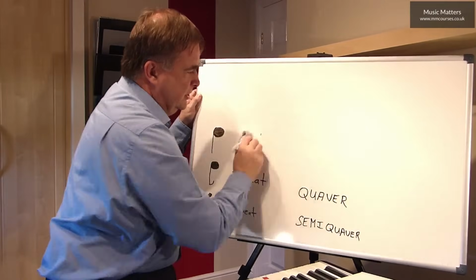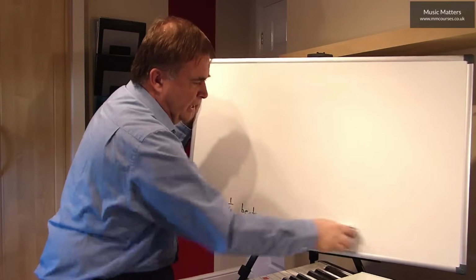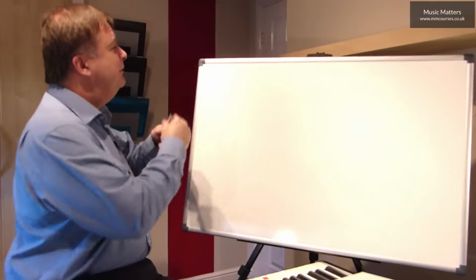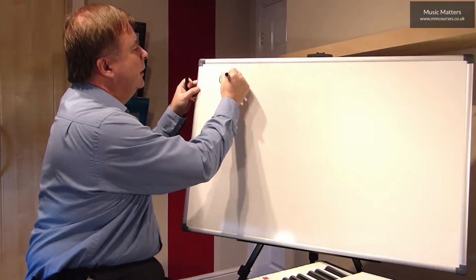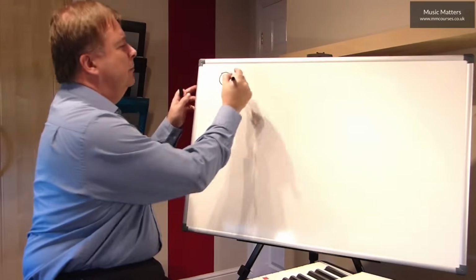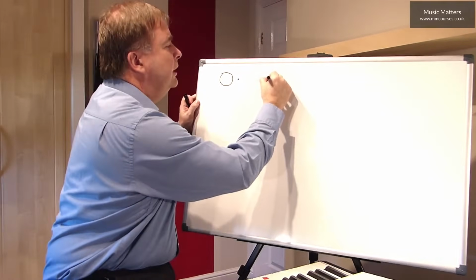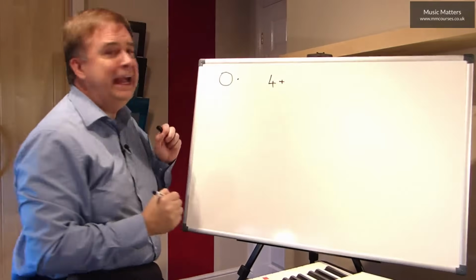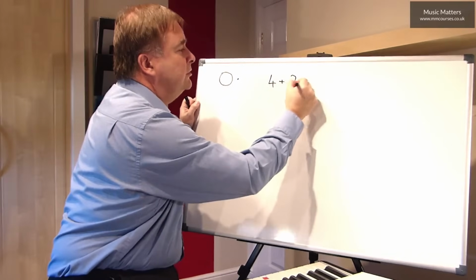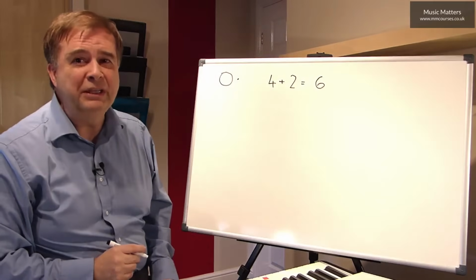Because when you put a dot after a note, it increases the value of that note by half as much again. This is beginning to sound like maths, isn't it? But if I had a semibreve, we discovered a few moments ago that a semibreve is worth 4 beats, but what about a dotted semibreve? You see, I've just put a dot after it. So I'd have 4 for the semibreve, and I'd have to add on half of 4 for the dot. So half of 4 is 2, which means that a dotted semibreve would be worth 6 beats.